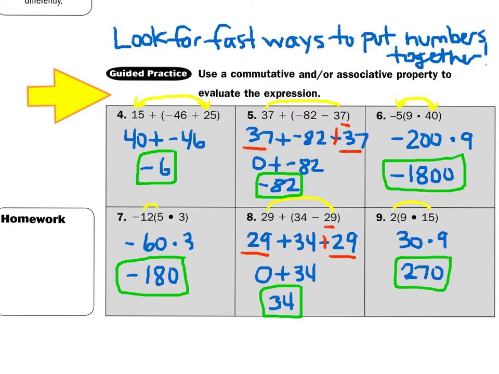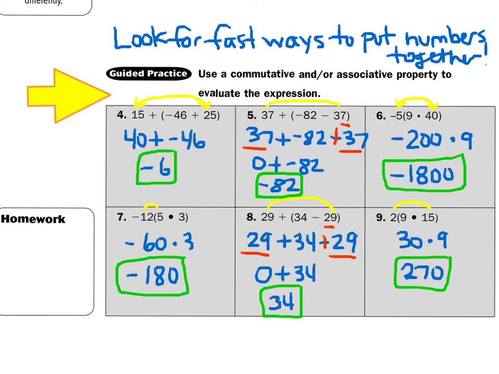Okay, so now let's look at the guided practice. Now we're going to use the properties to evaluate the expression. I just tell you, look for fast ways to put numbers together, okay? So take a look at number 4. It's 15 plus negative 46 plus 25. They want us to put those two together first, but wouldn't it be better to add the positives together first? So that's what I did. I added the positives together to get 40, and 40 plus negative 46, well, they're going to battle, and the negatives are going to win by 6, so it's negative 6.